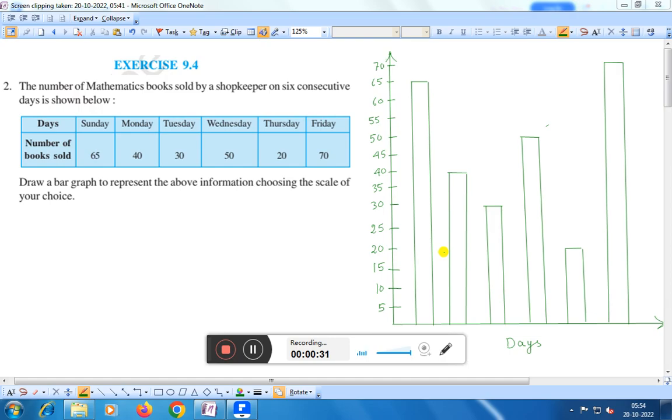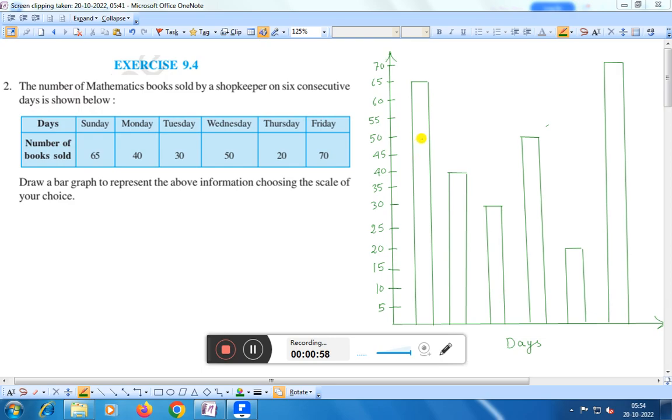Here you see how to find the scale of your choice. The numbers are 65, 40, 30, 50, 20 and 70. The numbers 40, 30, 50, 20 and 70 can be chosen as 1 unit equal to 10 books, but 65 we cannot find with that. That's why we have to choose such a scale that we may get 65.